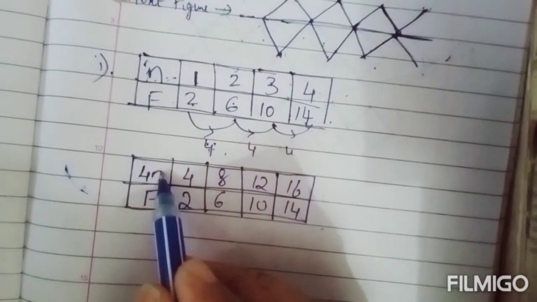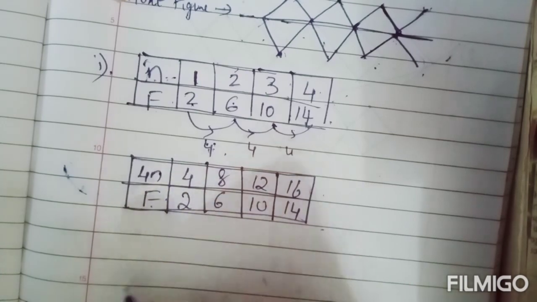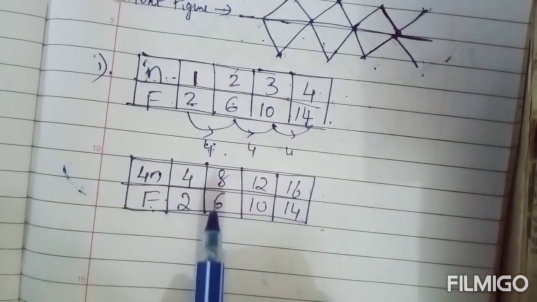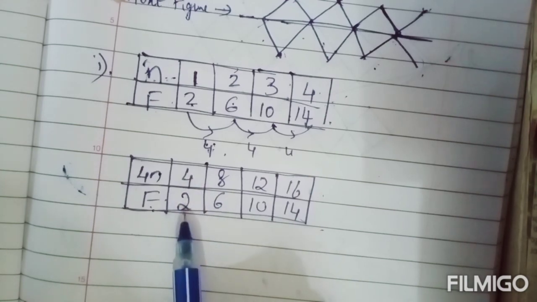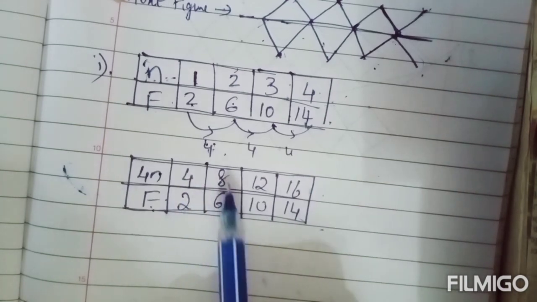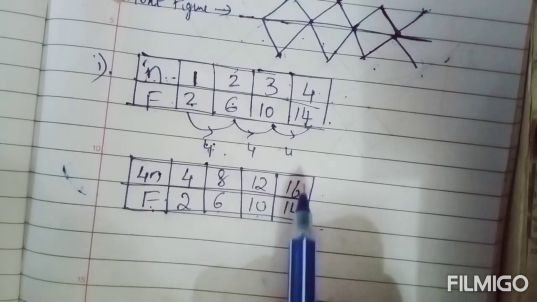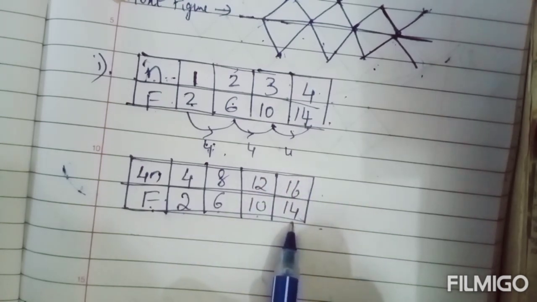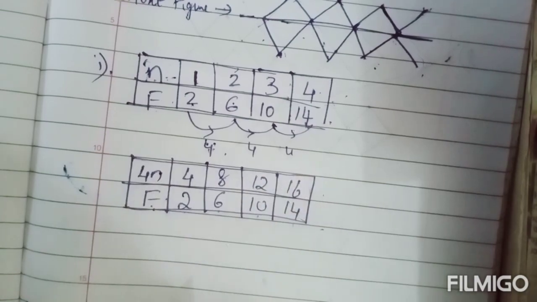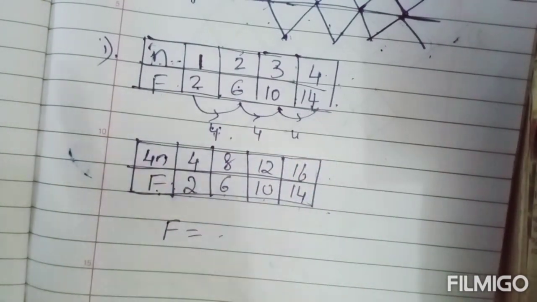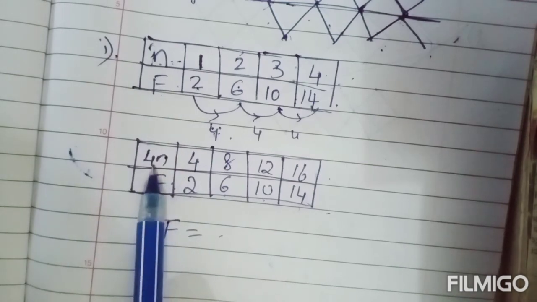Now comparing 4n and f, how will you get f from 4n? You can see 4 minus 2 is 2. 8 minus 2 is 6. 12 minus 2 is 10. 16 minus 2 is 14. So you can write f equals, how do you get f? On subtracting 2 from 4n.